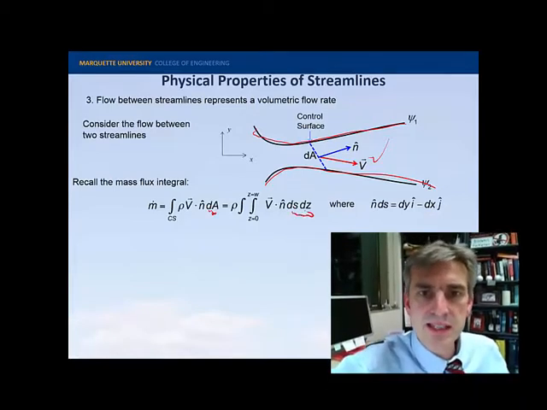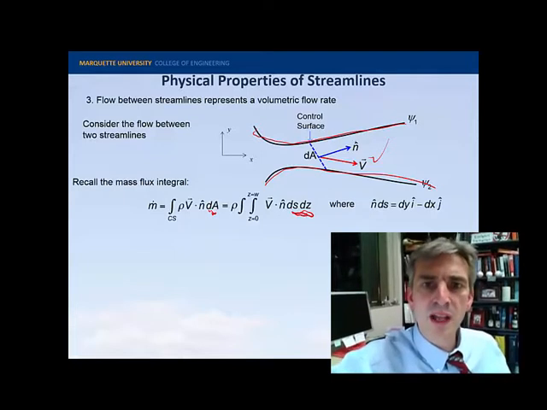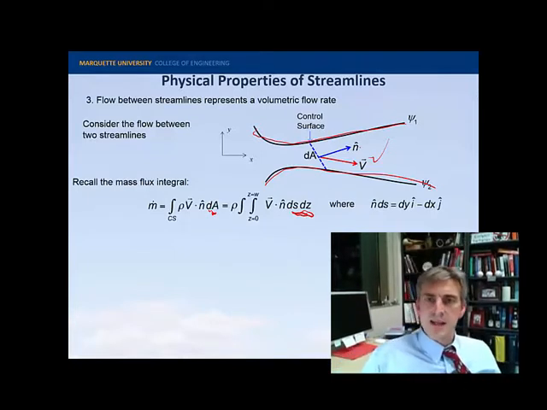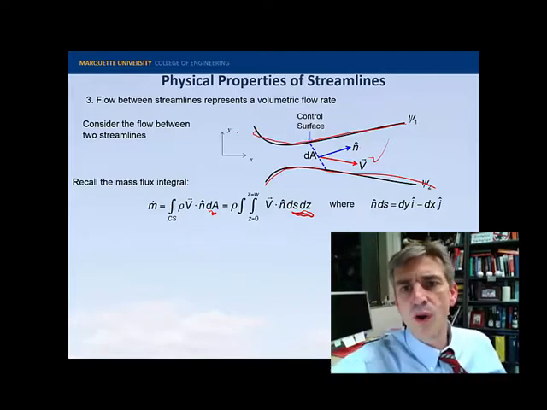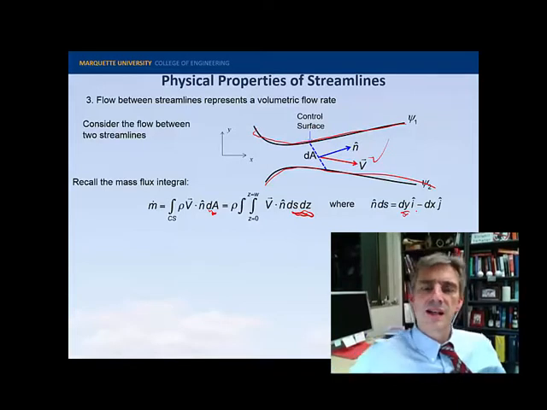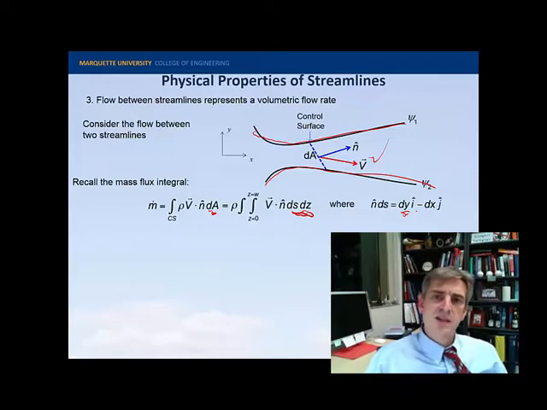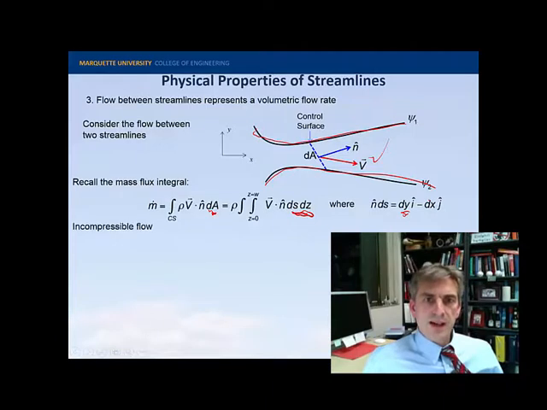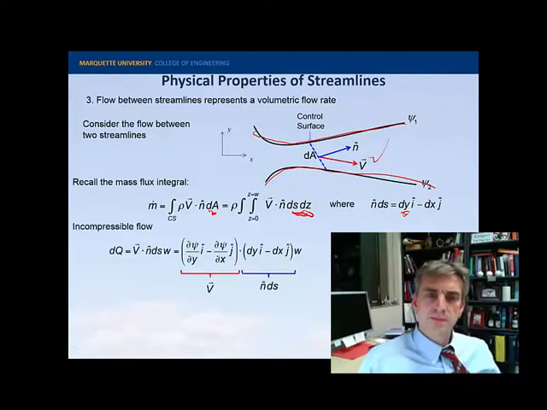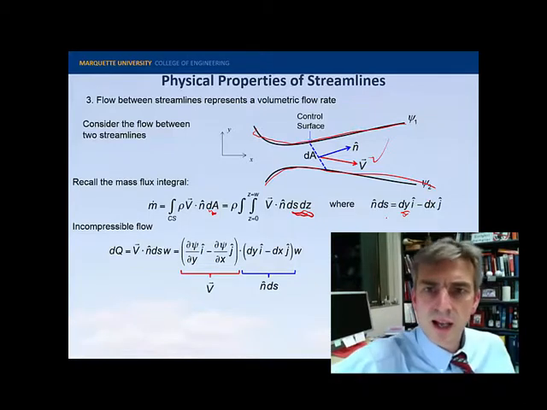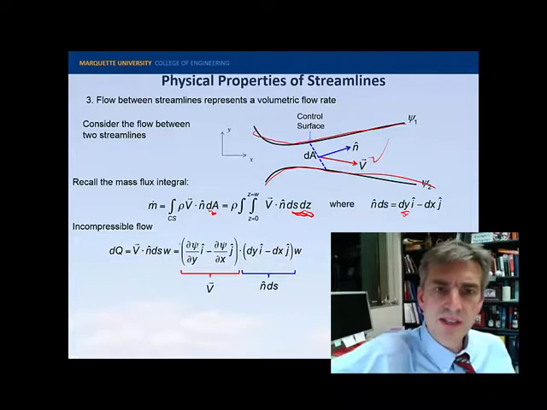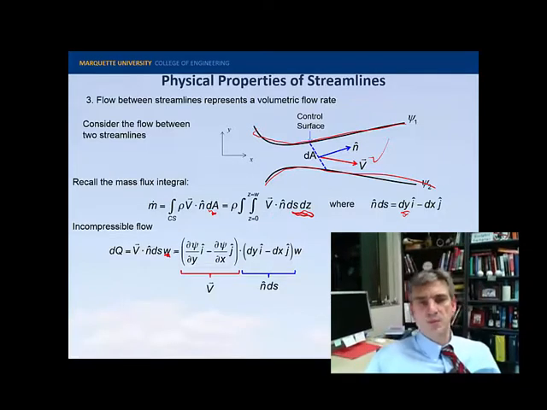dA is ds dz. And my unit normal I've defined here as n hat. But in the coordinate system of x and y, this is really some component in the x direction as dy, and then some component dx j. So if I insert that into my definition of the mass flux, then I can simplify my integral quite a bit, and we can go ahead and integrate in the z direction to give us this w, right?